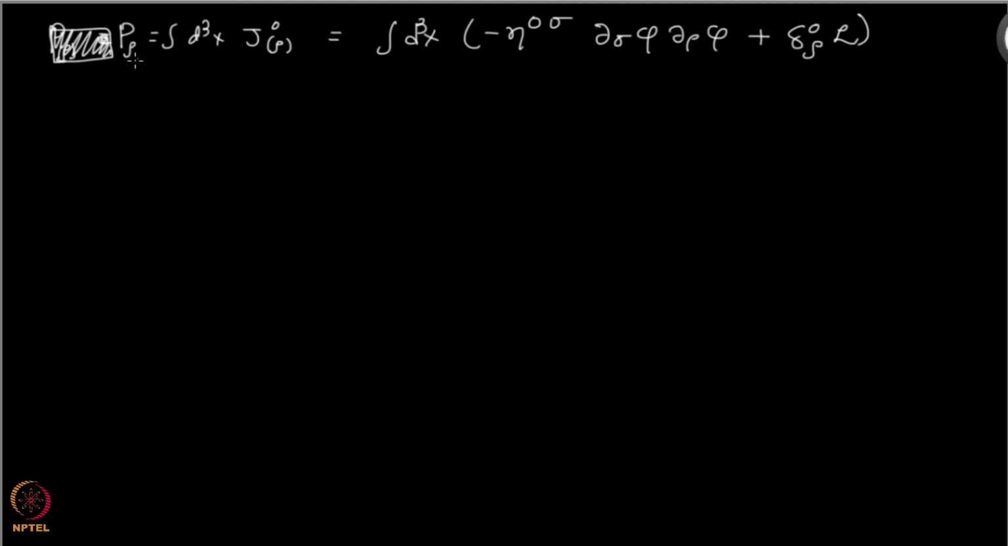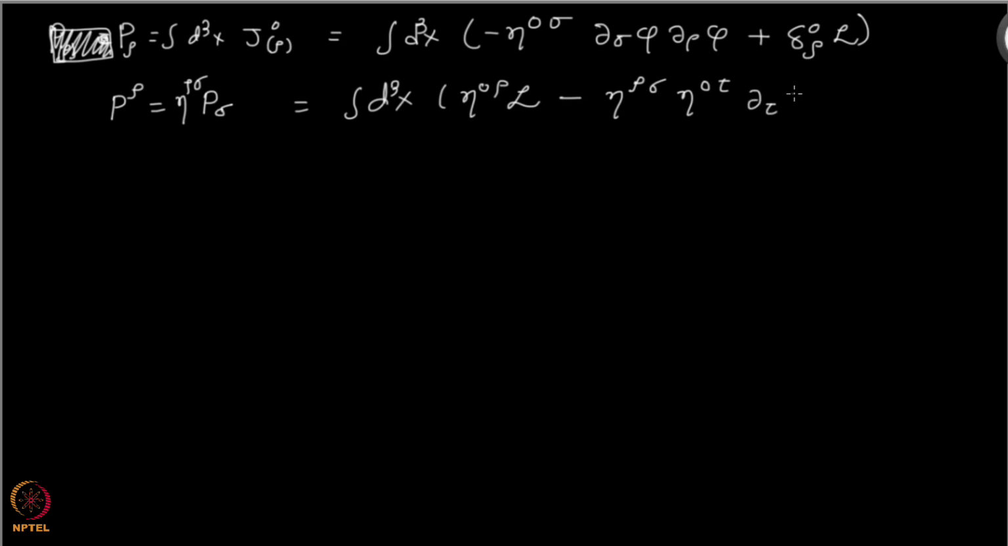Okay, and I can define a P with an upward index rho, and that will be P^rho, the integral of eta^{sigma rho} times L minus eta^{0 rho}... You can calculate this, it's easy. It comes out as an expression in eta^{rho sigma}, eta^{0 tau}, with del_tau phi and del_sigma phi. Okay, that you can work out from here.